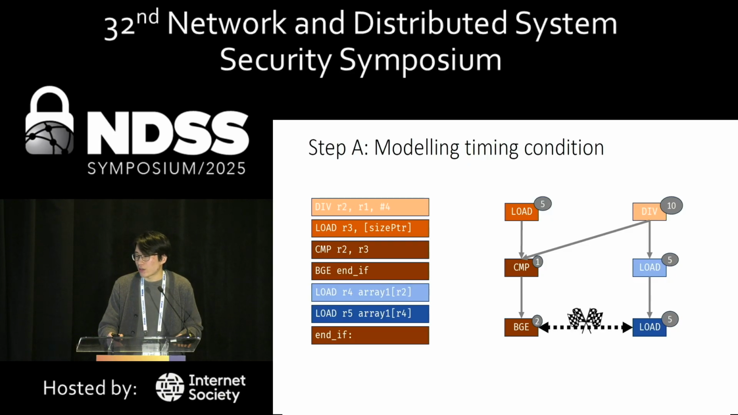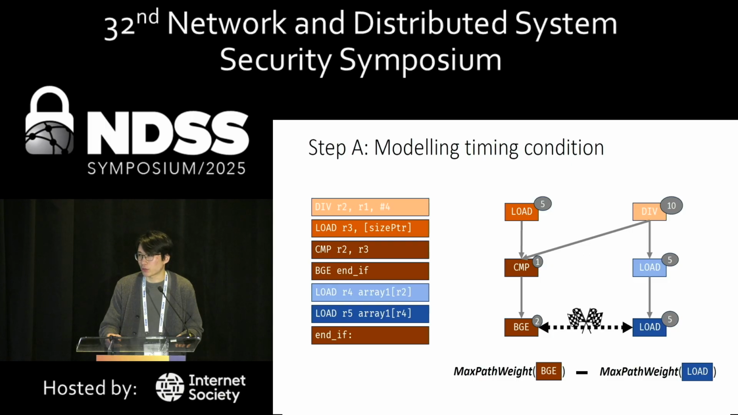Therefore, this race condition between the branch and the leakage instructions can be represented by this graph property, which is the max path weight of the branch instruction minus the max path weight of the secret leakage instruction. The max path of the branch is marked in brown, representing the time needed for the branch to resolve, while the max path of the secret leakage is marked in blue, representing the time needed for the secret to be leaked. We call this timing condition index. The larger the timing condition index, the more likely the attack will succeed.